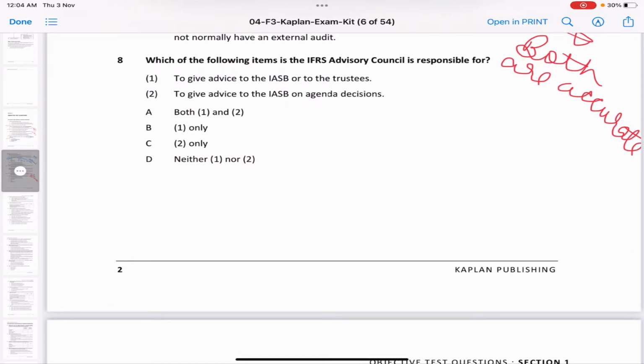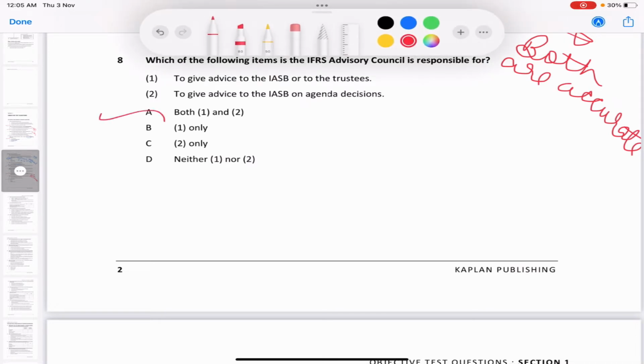Okay. Which of the following items is the IFRS Advisory Council responsible for? So, the IFRS Advisory Council, what is it responsible for? To give advice to the ISB on agenda decisions. Which is the answer? The answer is A. Why? Because we are talking about the IFRS Advisory Council. So the duty of the Advisory Council is to give advice.